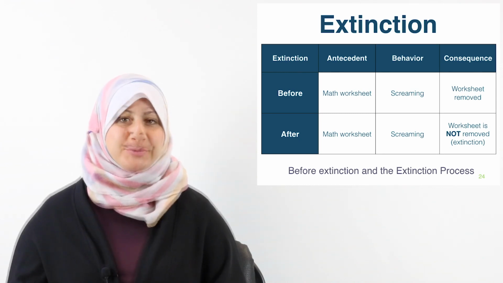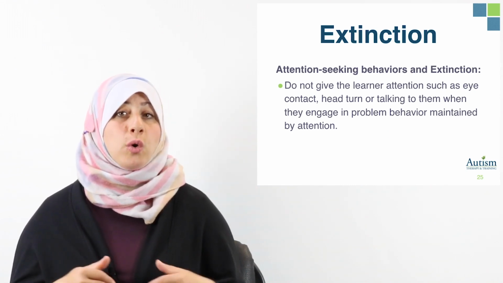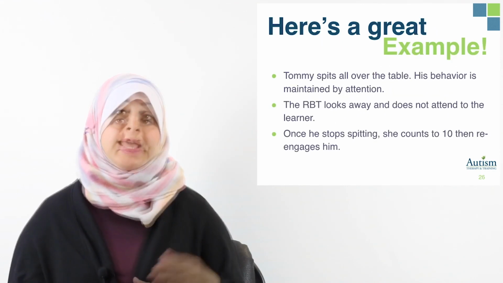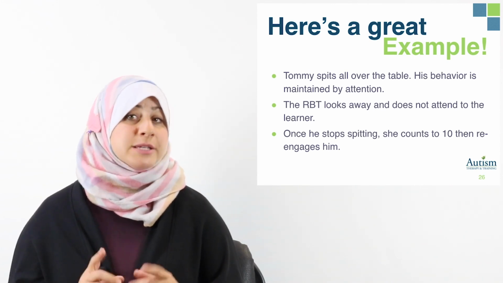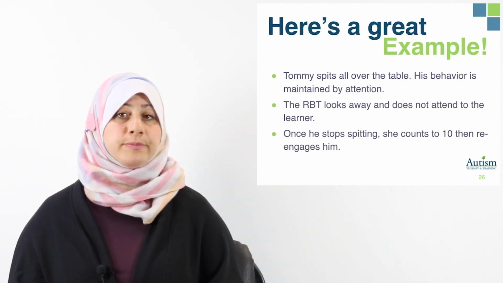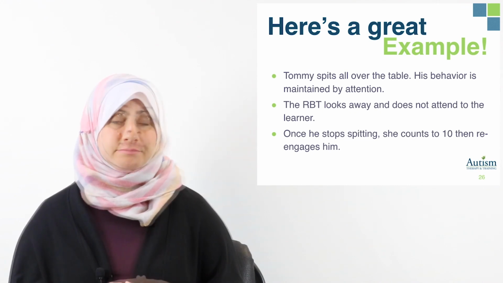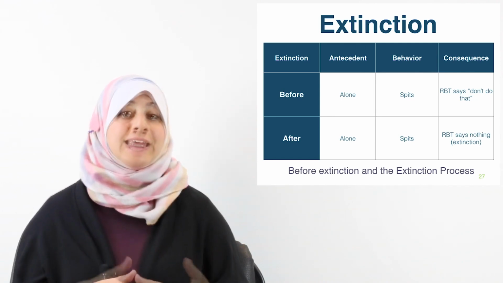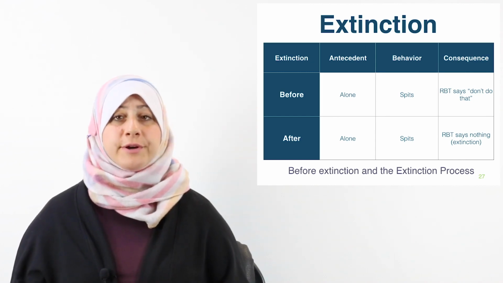All right, let's continue. You don't want to give the learner attention such as eye contact, a head turn, or talking to them when they engage in problem behavior when it's maintained by attention. Here's an example. Tommy spits all over the table. His behavior is maintained by attention. The RBT looks away and does not attend to the learner. Once he stops spitting, she counts to 10, then re-engages him. In this example, you could see originally the RBT was saying, "Don't do that." In the extinction process, the RBT said nothing when the learner engaged in the spitting behavior.